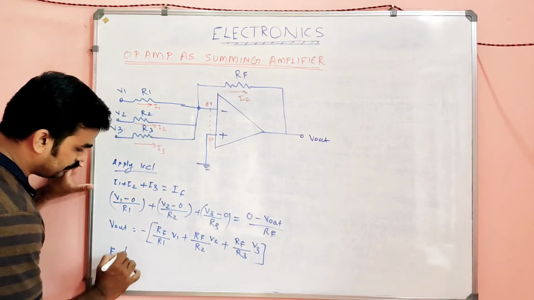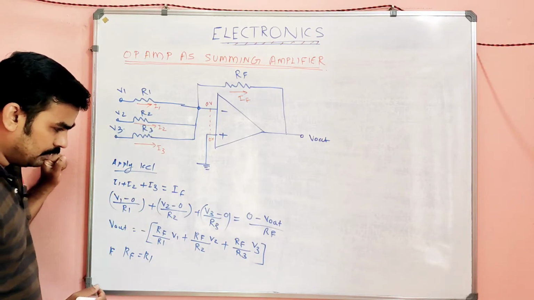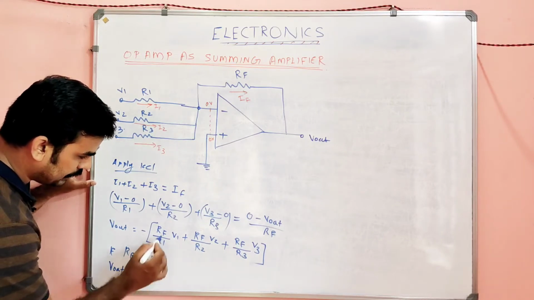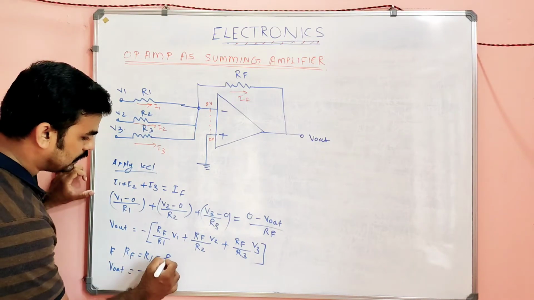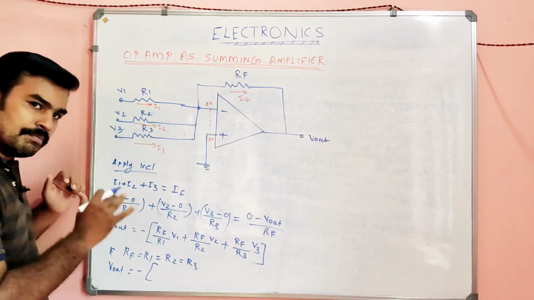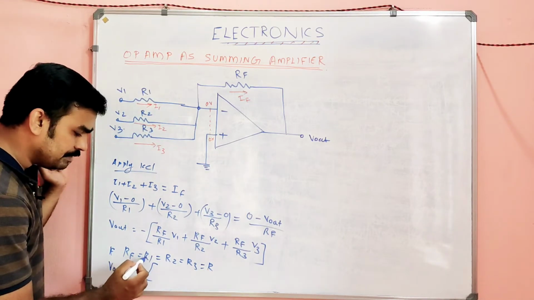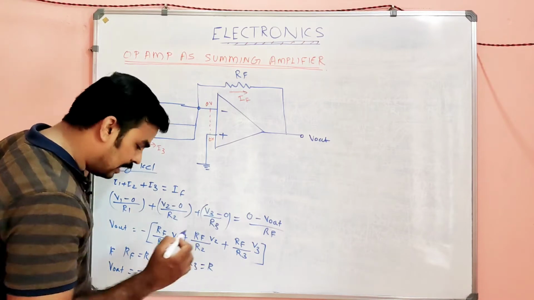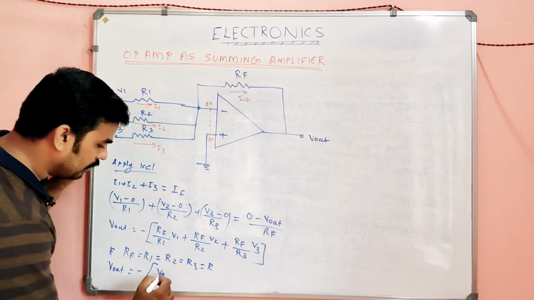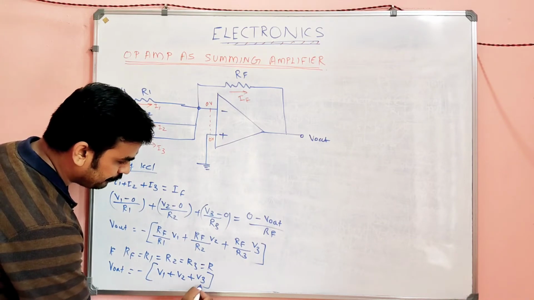If RF equal to R1, then what will be the output? Vout is equal to minus of RF and R1, equal to R2 equal to R3. If RF is equal to R1 equal to R2 equal to R3, everything is the same, which is nothing but R, then what will be the output? Minus of RF and R1 are the same, both are equal to R, so R and R get cancelled. Vout equals minus of V1 plus V2 plus V3.